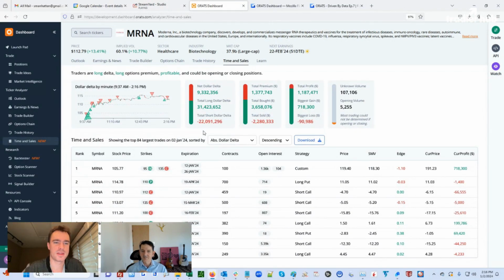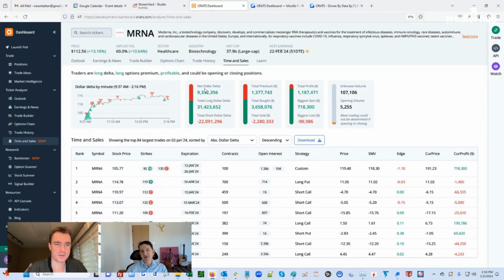I'm wondering if there's any trading thesis focused around the dollar delta and the premium. Do you have a different thesis if you're long delta and long premium, or long delta and short premium? Like if you're looking at this table and this summary.